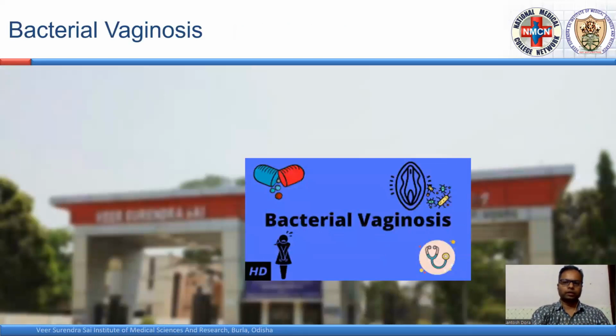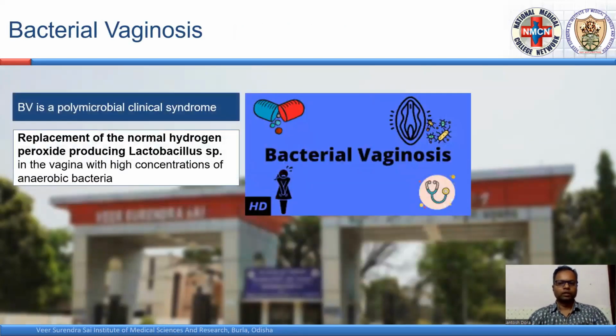So coming first to bacterial vaginosis. What do you mean by bacterial vaginosis? Basically it is a polymicrobial clinical syndrome where the normal hydrogen peroxide producing lactobacillus species are replaced by anaerobic bacteria. Then we call it bacterial vaginosis.